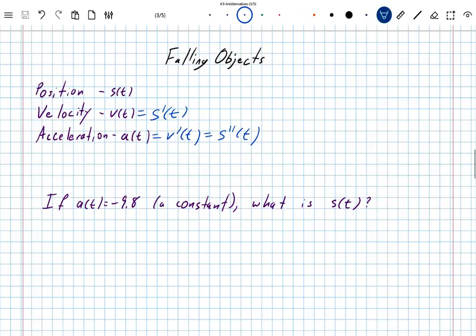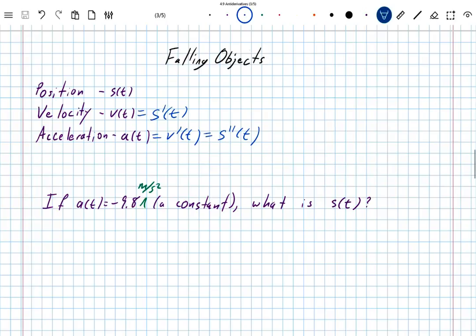In metric units, that is about negative 9.8 meters per second squared. It's negative 32 if you're in feet per second squared. We'll stick with metric for this example. And that's it. All we need to know is that there is a constant force, a constant acceleration, negative 9.8. And from there, we can come up with an equation for its height, for its position, s(t).